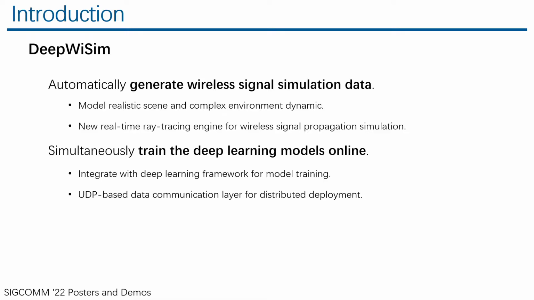In this system, we implement a real-time ray tracing engine for wireless propagation simulation and integrate the system with a deep learning framework for online model training. Also, we implement a UDP data communication layer for distributed deployment.